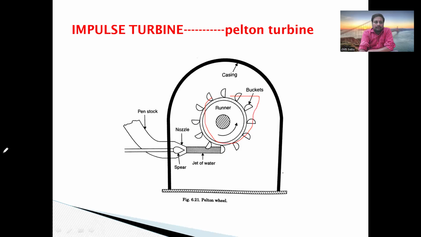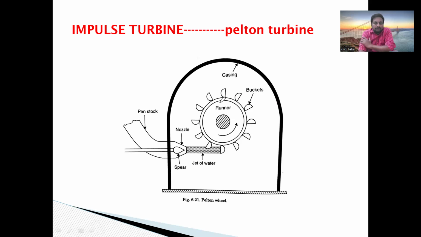The rotating part of the turbine we call the runner. So the impulse turbine is the Pelton wheel turbine. Now we are going to discuss the construction and working of the Pelton wheel turbine. The rotating part of the turbine is the runner. The shape of the buckets or vanes is a cup or double hemispherical bowl shape, as you may observe in this diagram.